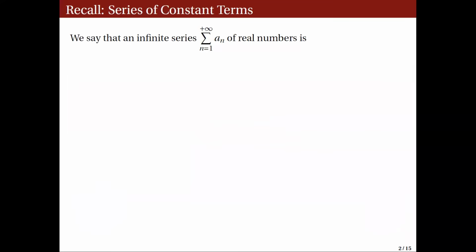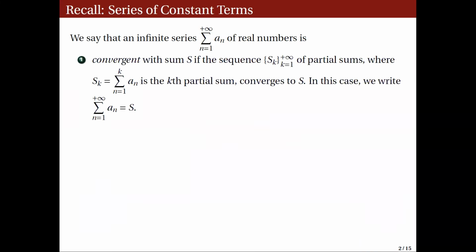constant terms. We say that an infinite series of real numbers is convergent with sum s if the sequence s of k, from k equals 1 to infinity, of partial sums, where we define the k-th partial sum as the sum of the first k terms, s of k converges to s. In this case, we write our sum as the sum of a sub n from 1 to infinity equal to s. We say that an infinite series is divergent if the sequence of partial sums diverges.